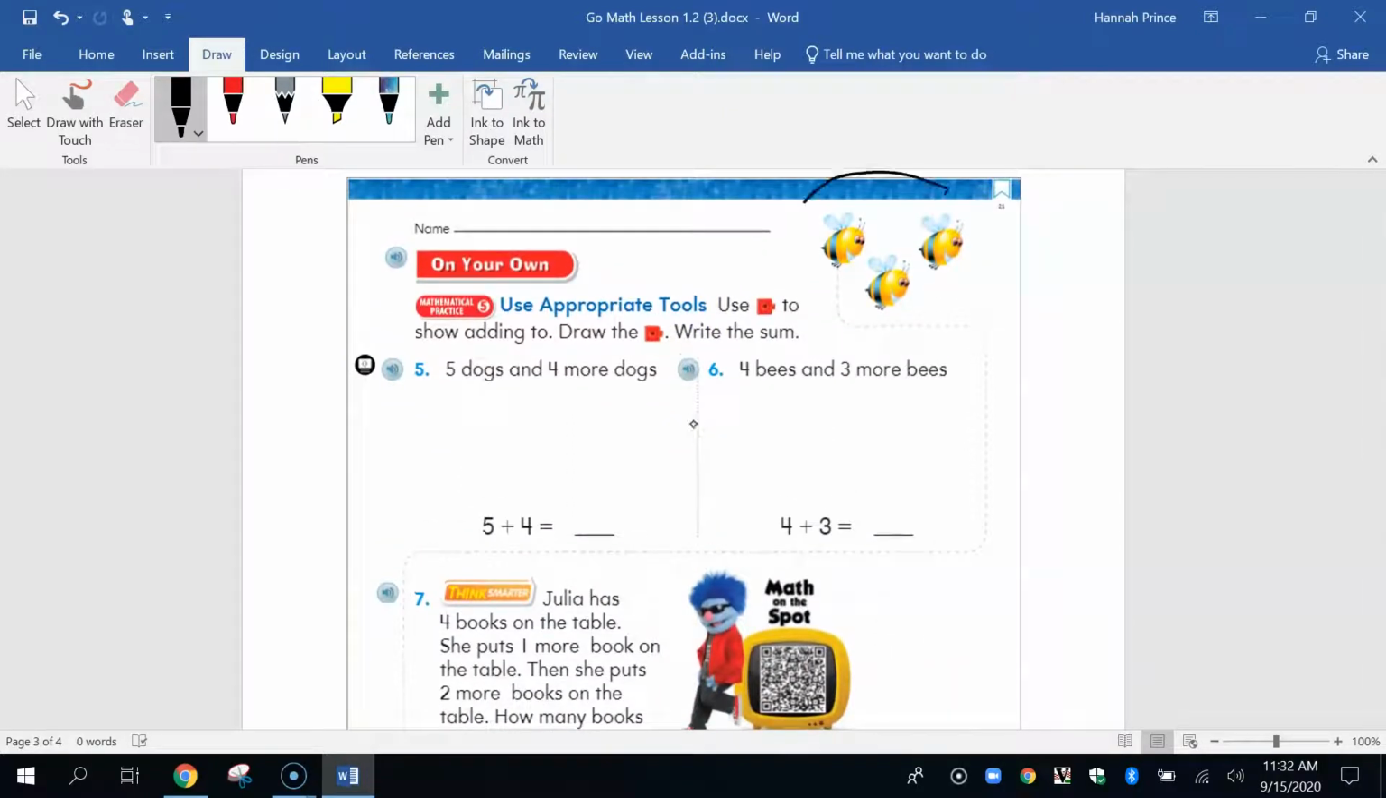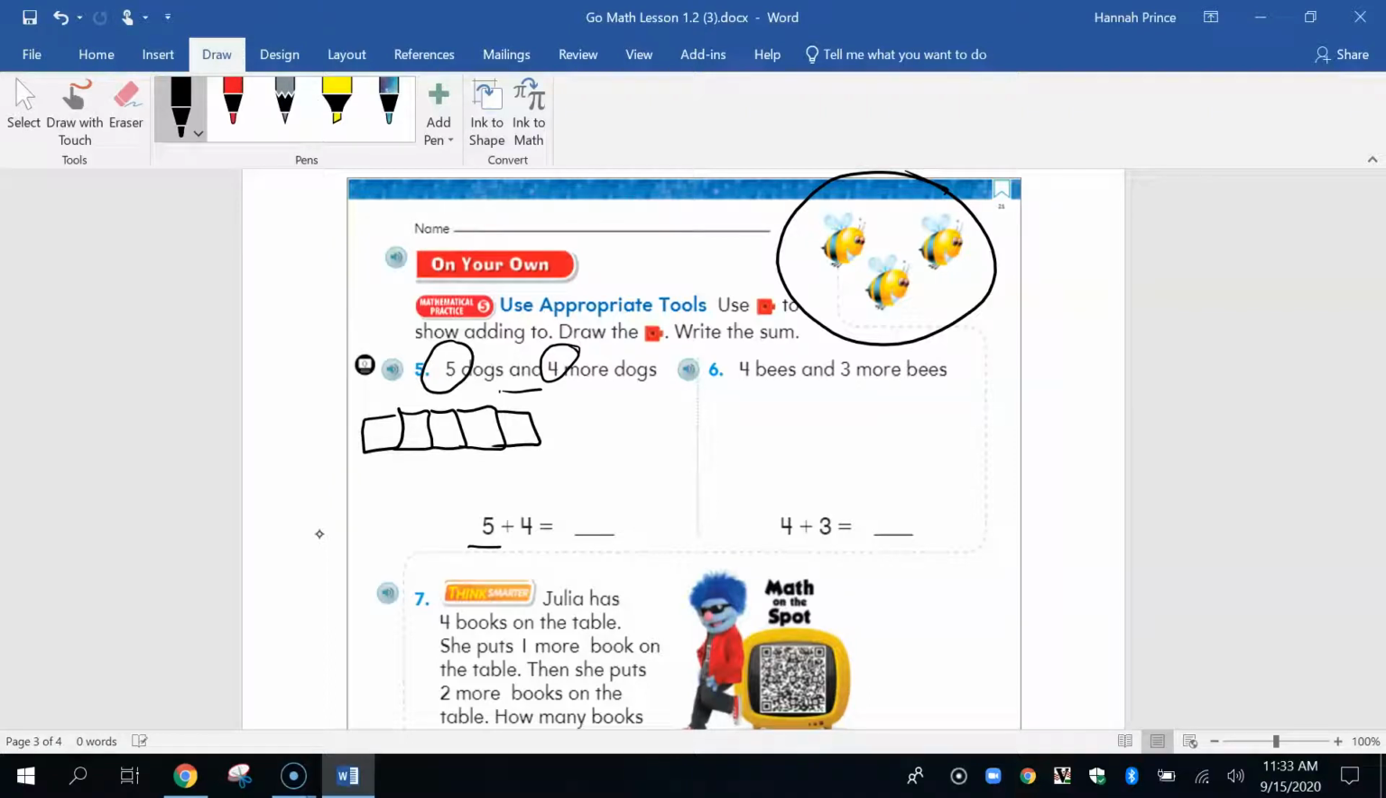You should see 3 bees up here in the top corner. Make sure you're on the right page. Okay, we're going to use our connecting cubes to show adding to. All right, 5 dogs and 4 more dogs. So we're going to start out drawing our 5 cubes. 1, 2, 3, 4, 5, plus 4 more cubes. 1, 2, 3, 4.